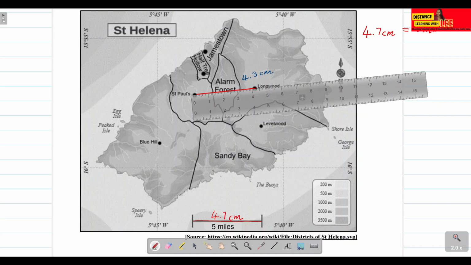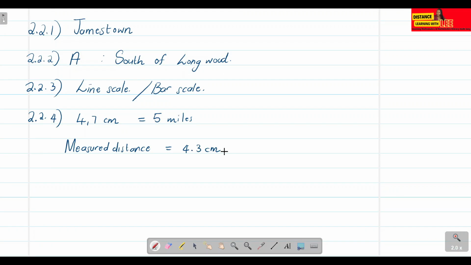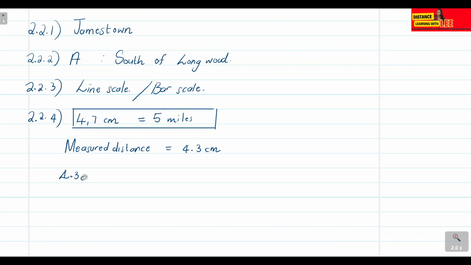So now we need to convert this distance on the page to the actual distance in real life. We got the measured distance as 4.3 centimeters, and now we want to convert this measured distance into the actual distance using the conversion that we found. We want the actual distance in miles, so we multiply 4.3 centimeters by 5 miles, and we divide by what we have.